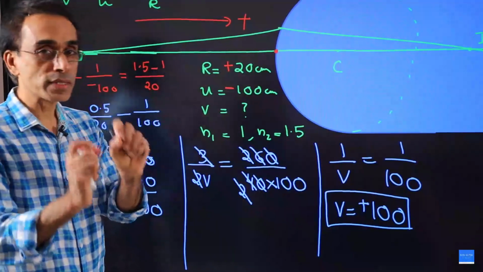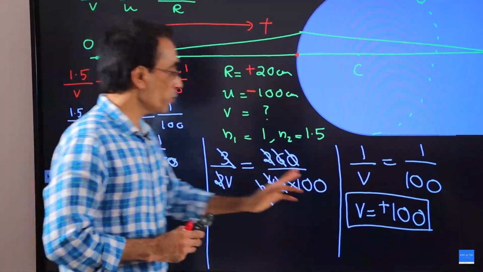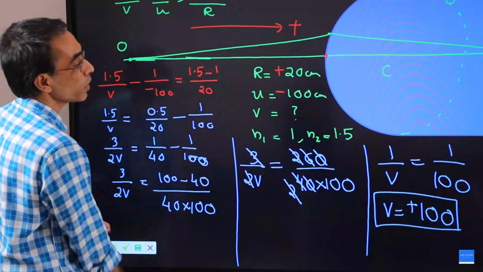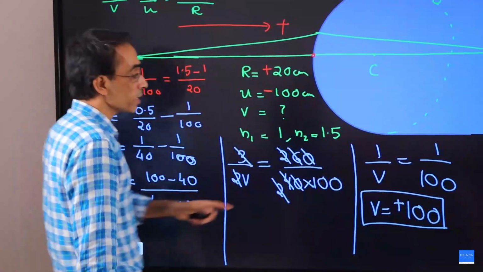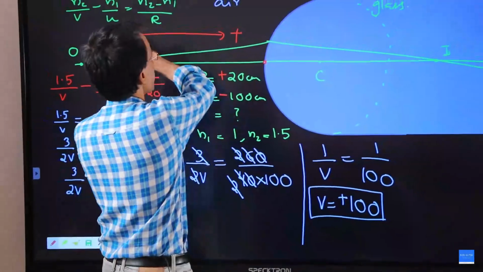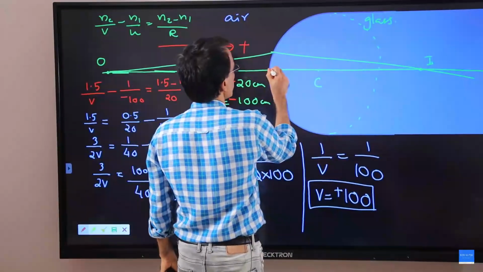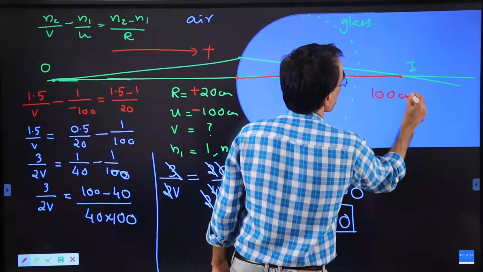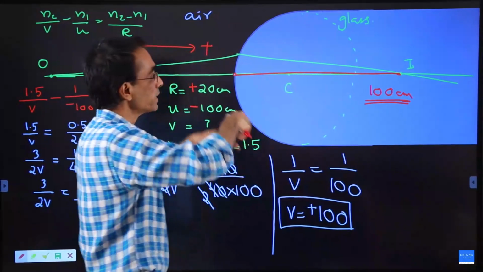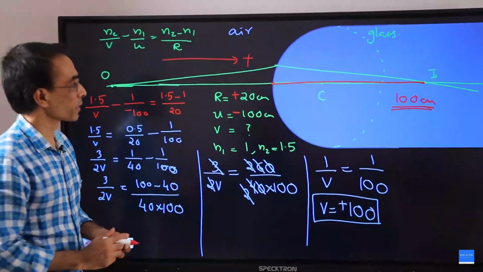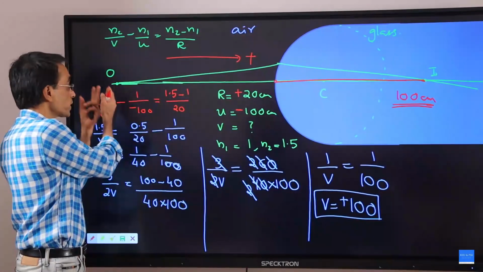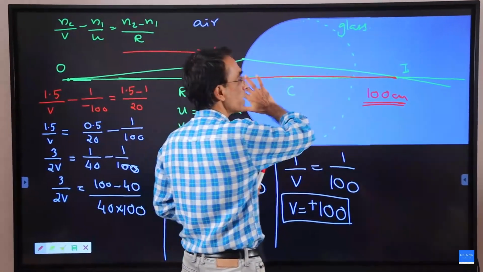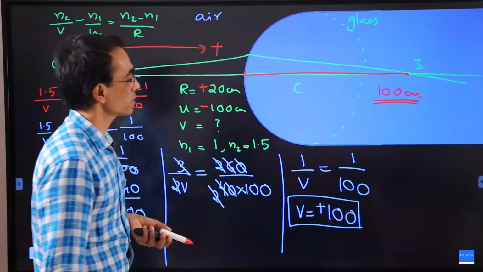What is the meaning of the positive 100 here? V should be measured from the pole. Okay, it should be measured from the pole, and in which direction? In the positive direction. Positive direction is what? Right side direction. So, from the pole to the right. So, here this is where I am getting the image at 100 centimeter from the pole, that is inside the glass. Clear? For an observer here, this is how he appears, provided the glass has got a continuous structure there. So, this is the answer.